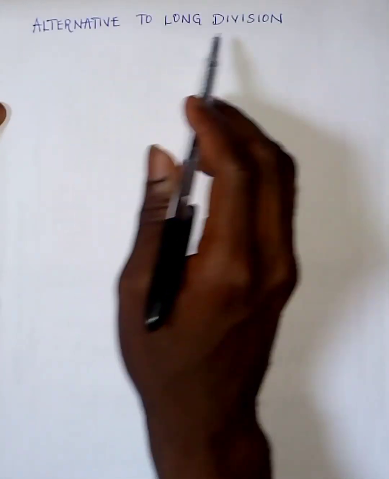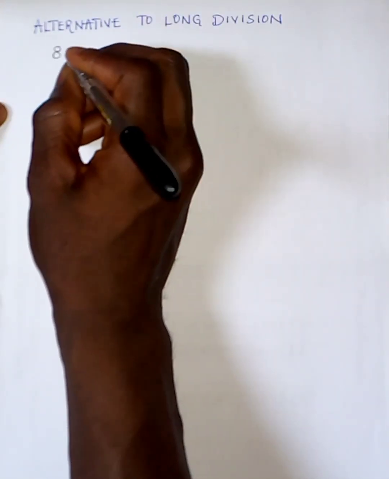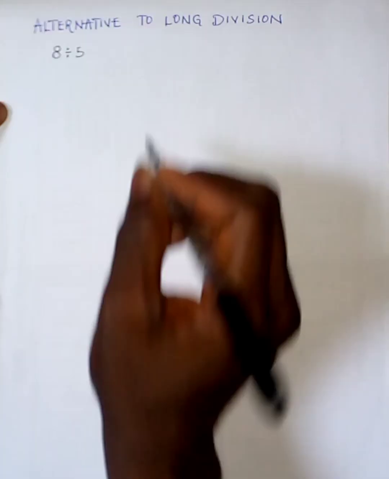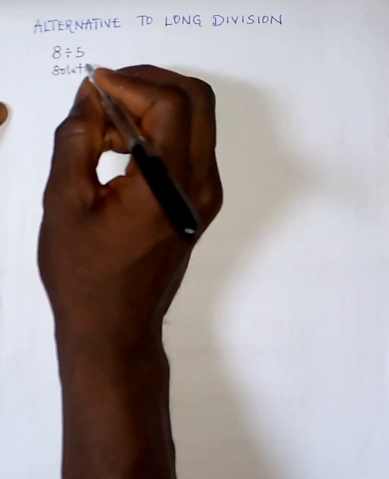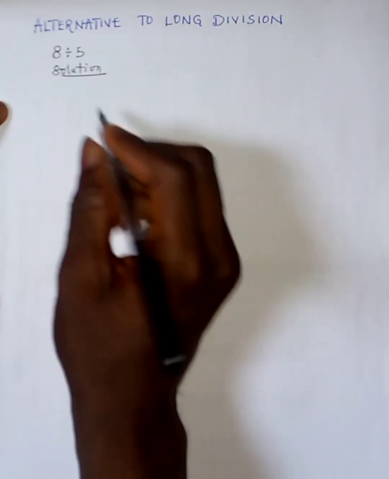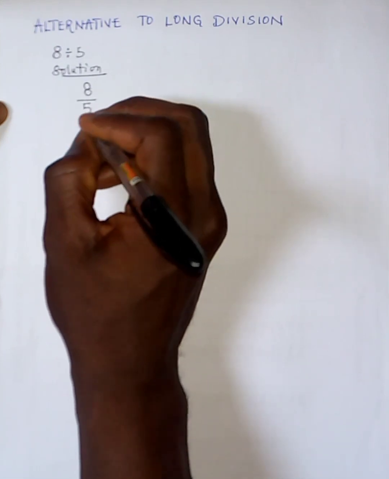Good day, guys. Today we are going to be looking at an alternative to long division. Let's say I have the question 8 divided by 5. What do I need to do? Solution. I write this division as 8 over 5.